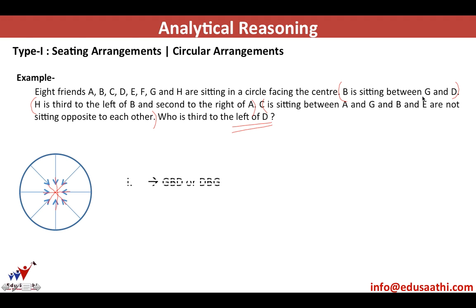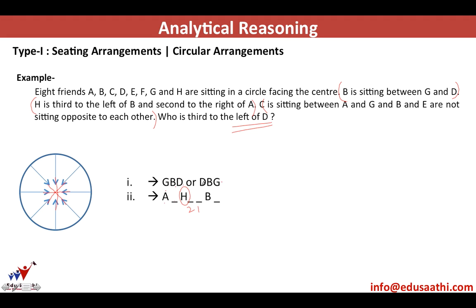B is sitting between G and D. So it could be either GBD or DBG. You are not given the orientation, that is, whether the left and right of B are G and D. Then H is third to the left of B. If this is B, then this is first to the left of B, second to the left of B, and this is third to the left of B, where H is sitting. And second to the right of A, this same H is second to the right of A. So this is A, first to the right of A, second to the right of A.